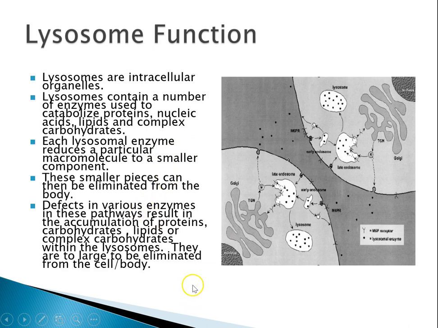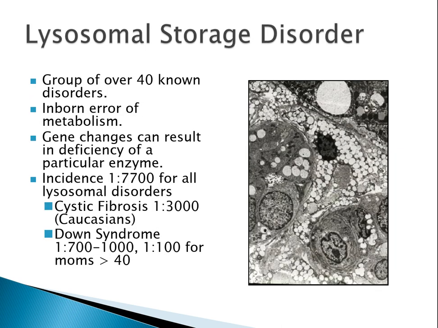Defects in various enzymes in these pathways result in the accumulation of whatever they can't break down, whether it be proteins, carbohydrates, lipids, and so on, within the lysosomes. These large lysosomes then cause problems in breaking down other things. For instance, if there's a problem with the breakdown of proteins or carbohydrates, then everything else that's supposed to get broken down there doesn't work right. The lysosomes become larger and larger and almost take over the cells.